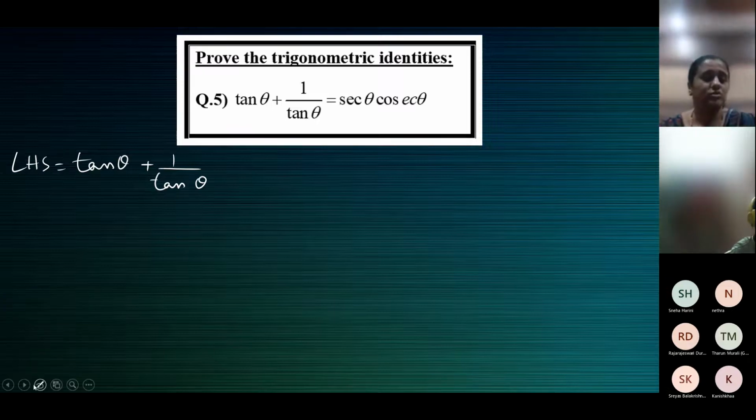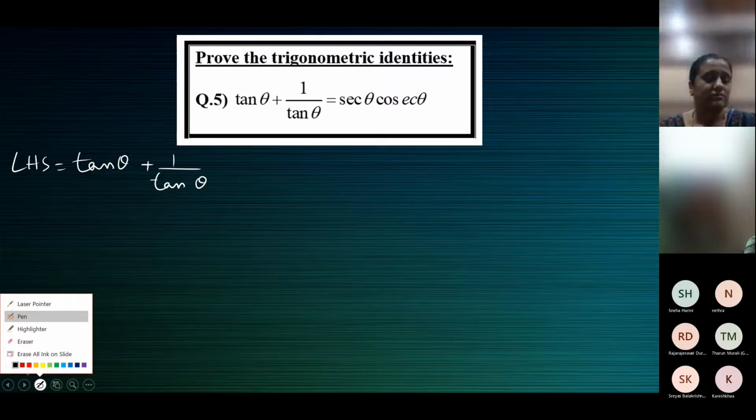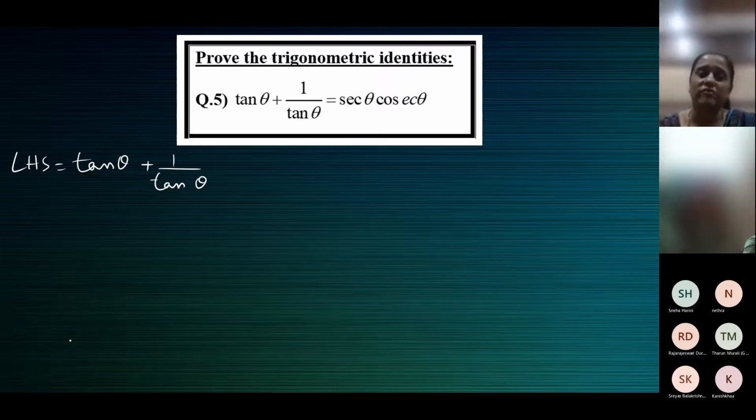Yeah. So the first method can be, see, in some cases, you don't have to change tan theta to sin theta by cos theta. I'll show you both. Now, supposing we go by the rule that tan theta should be changed to sin theta by cos theta. We'll do that first.